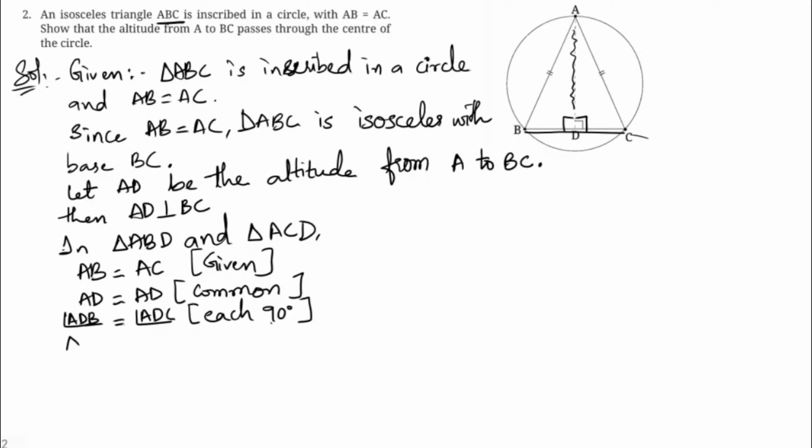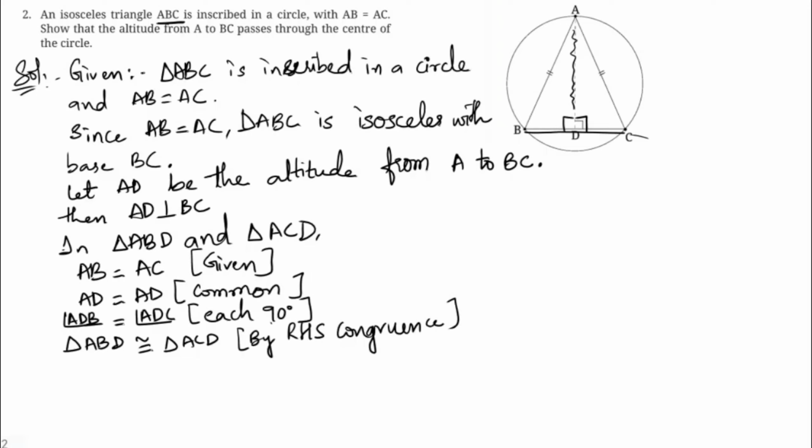So therefore triangle ABD is congruent to triangle ACD. This is because of these three things, RHS: one is the right angle, and the others are the hypotenuse and a side. So by RHS congruency.